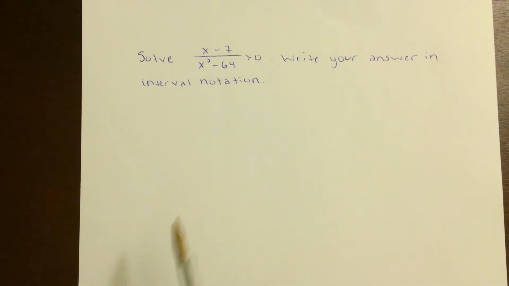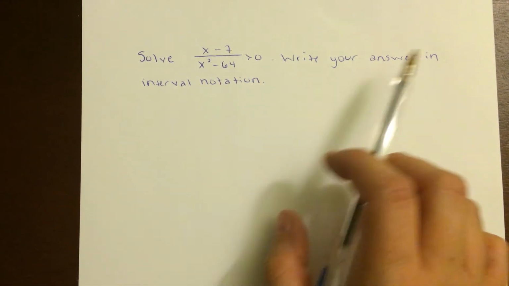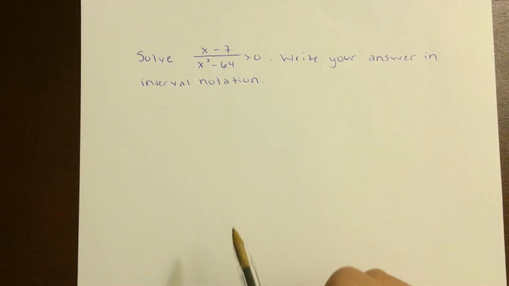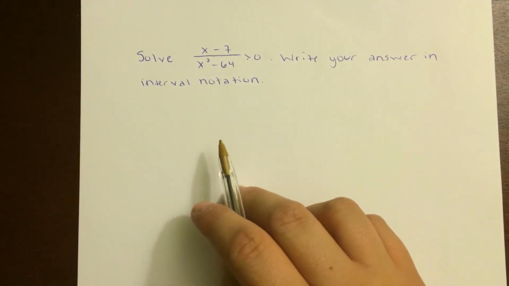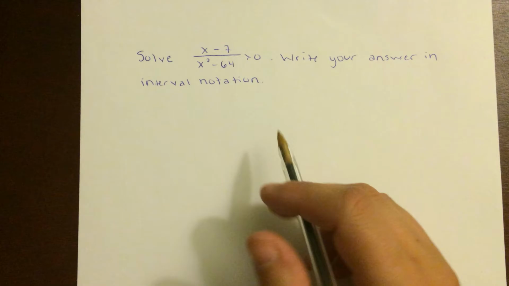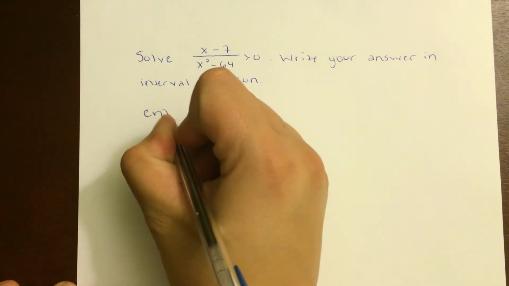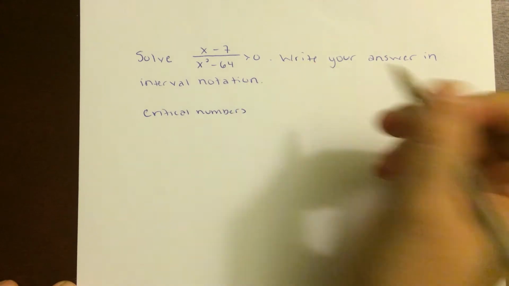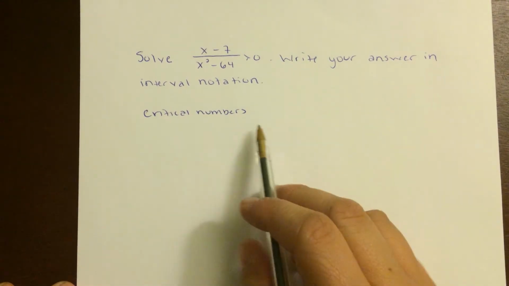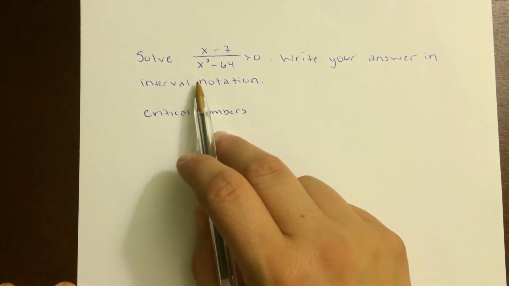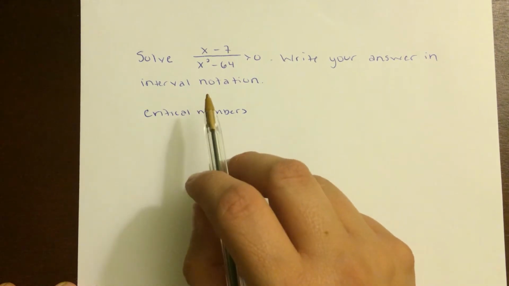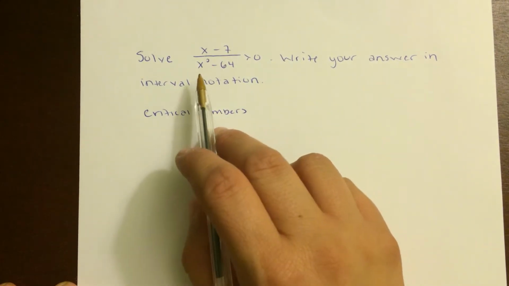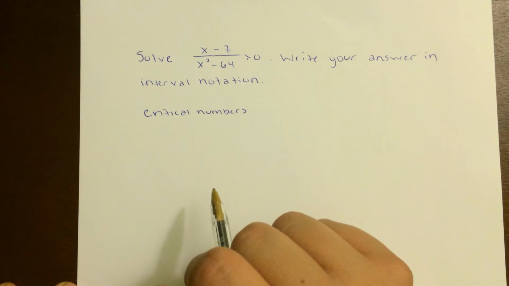This question asks you to solve this inequality and then write your answer in interval notation. Okay, so what we're going to do is look for what's called critical numbers. These critical numbers occur in two specific places. They occur when the whole thing equals 0, and they occur where we have issues with x, in other words, numbers that aren't in the domain.